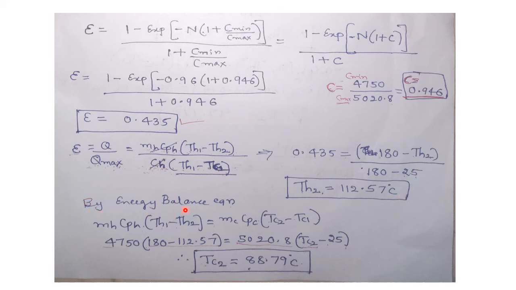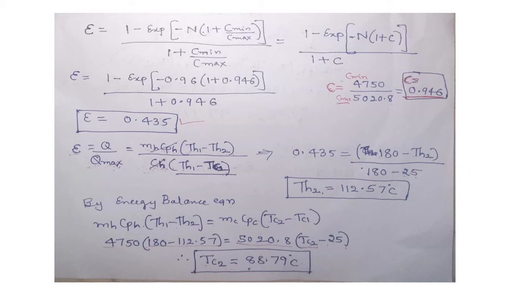Now by using the energy balance equation, MH into CPH, TH1 minus TH2, will be equal to MC into CPC, the bracket TC2 minus TC1. That means whatever heat is given by the hot fluid, that much heat is received by the cold fluid. For that purpose we write the energy balance equation. We know all the values and have substituted them, except TC2 which is unknown, and that we calculate here. Therefore TC2 is 88.79 degrees centigrade. These are the values for the parallel flow heat exchanger.